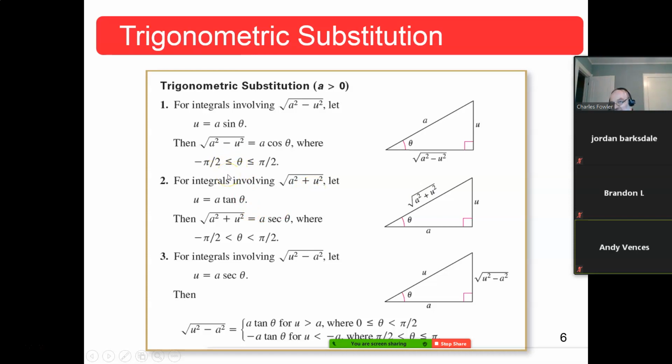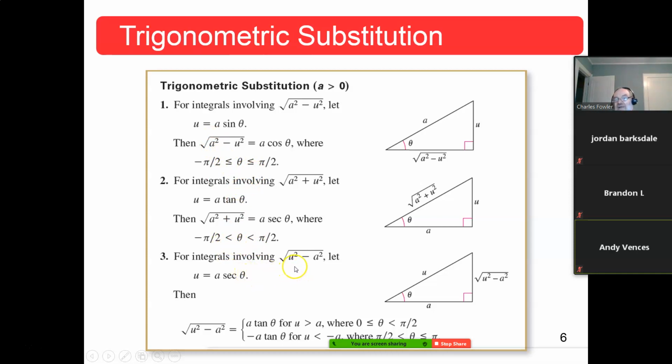Now, one little subtle difference. This includes the minus pi halves and the pi halves. This one does not, because tangent of pi halves and minus pi halves is not defined. Those are vertical asymptotes, not defined there. So you have to leave off the equality here. You can have the equality here, but not down here.